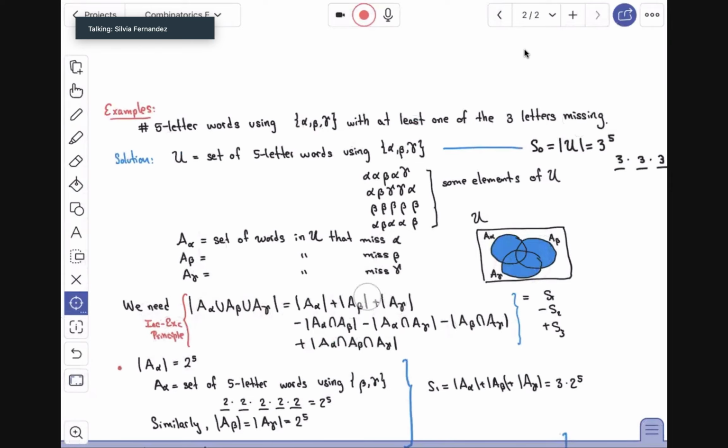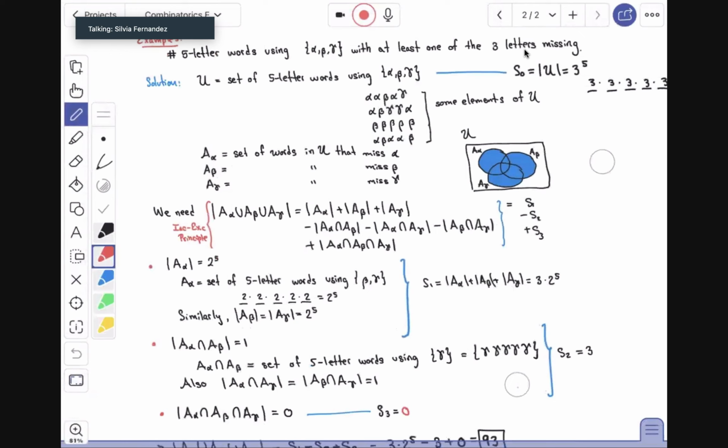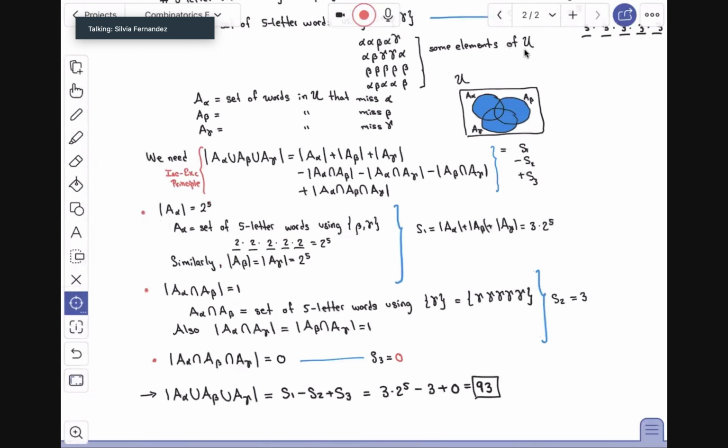Each of these rows, using our notation, is the S1, the S2, and the S3. In these 3 bullets, I'm just computing each of these terms. The A alpha, the A beta, and the A gamma. And here I have the double intersections, all of them happen to be the same. And this is the triple intersection. To count those, I need to understand what those sets are.